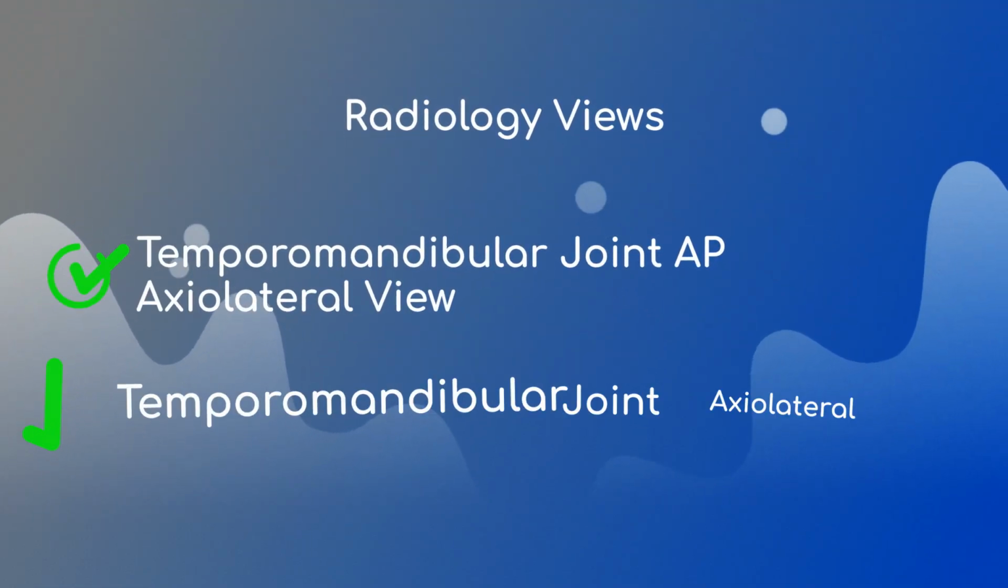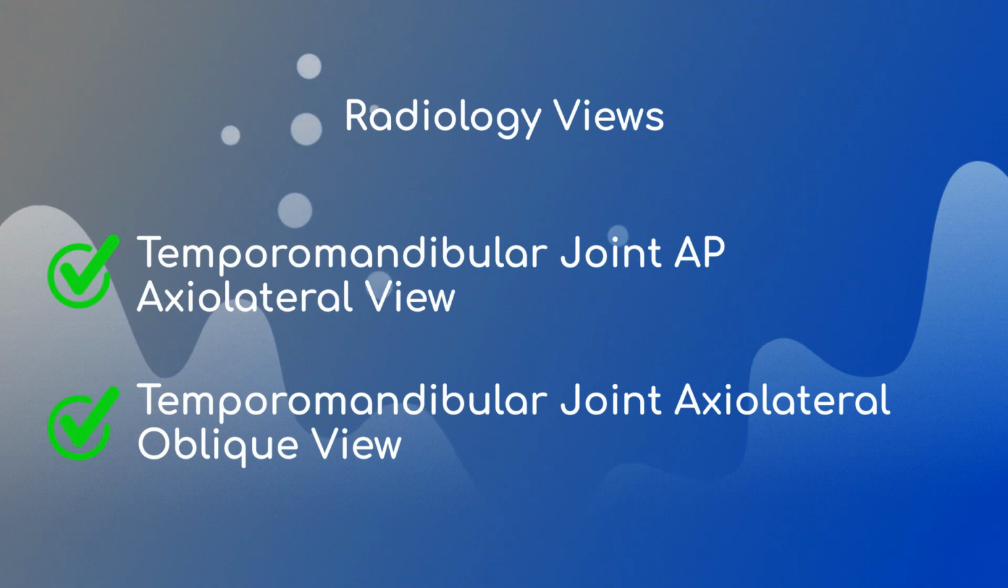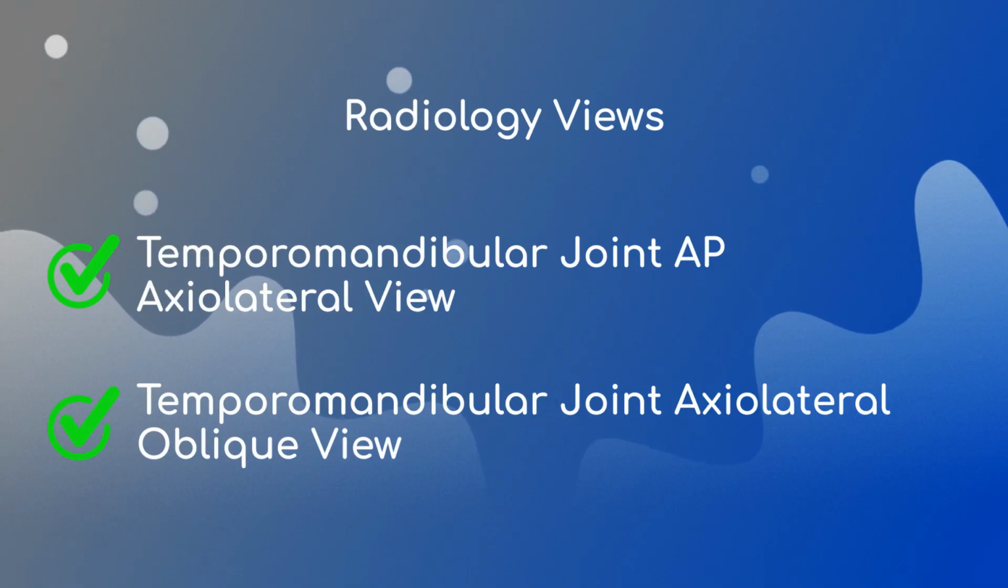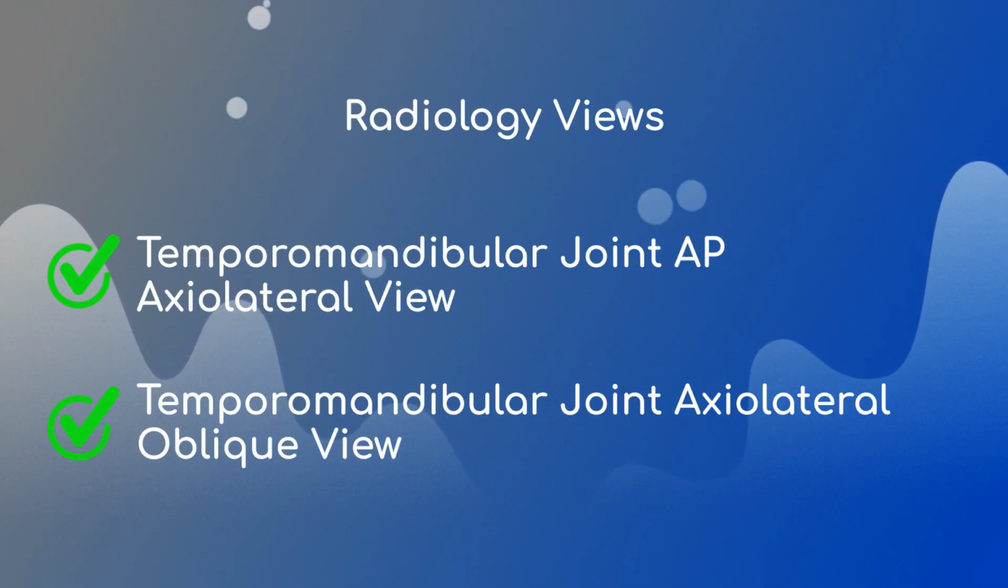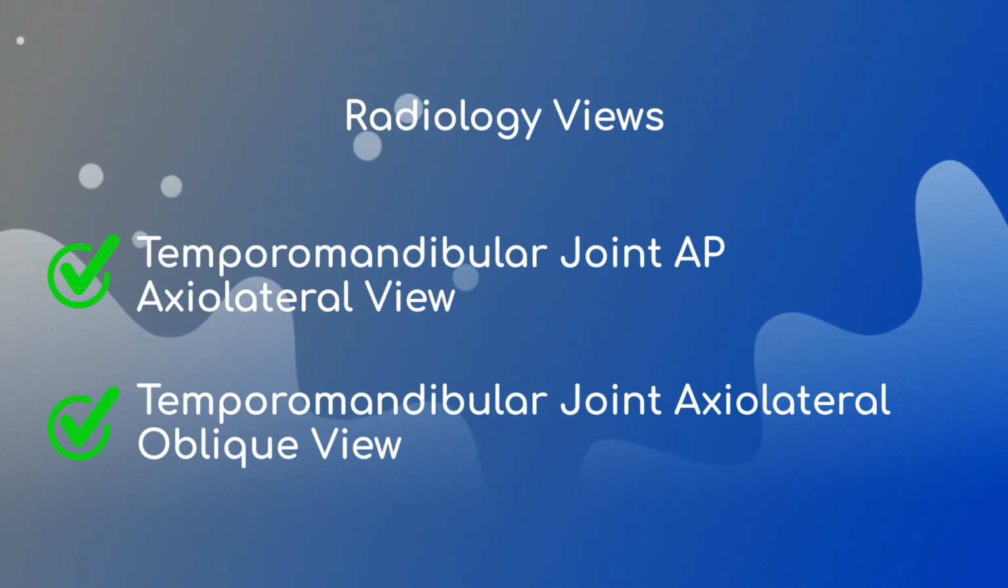There are two common radiographic views used to evaluate the TMJs: temporomandibular joint AP axiolateral view, and temporomandibular joint axiolateral oblique view. These views allow radiologists to assess joint spacing, bone integrity, and motion abnormalities of the jaw joint.